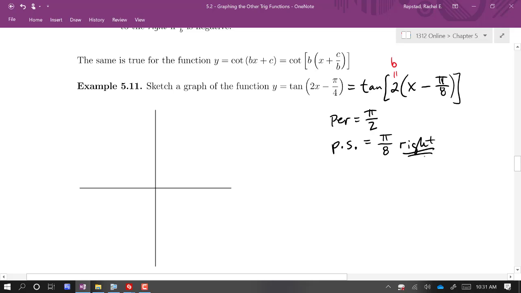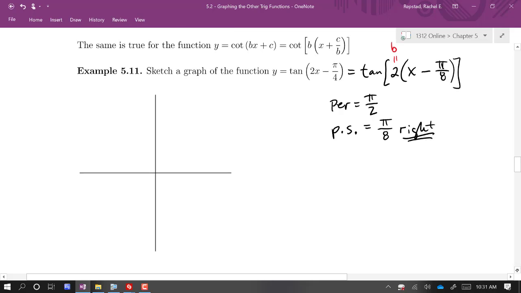Alright, so just like we did with the sine and cosine, I'm going to start by sketching a graph of tan of 2x with no phase shift, and then I'll move things over. So the period is pi over 2, and with tangent, the middle happens at 0, and I want to get a full period on by taking half a period on each side. So to get a period of pi over 2, I'm going to go minus pi over 4, pi over 4. These will be my vertical asymptotes for tangent of 2x.